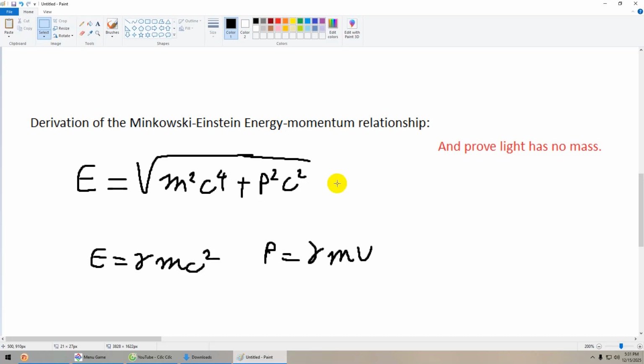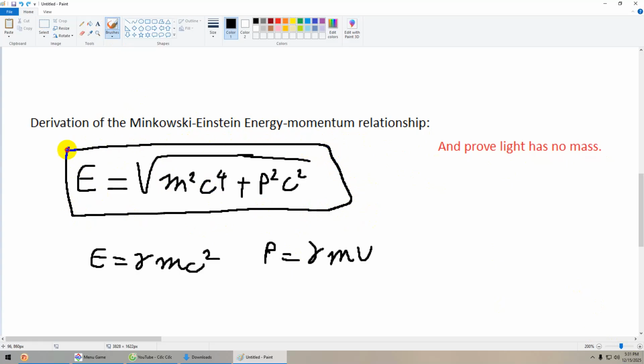My name is Dan, and today I will teach you how to derive the famous Minkowski-Einstein energy-momentum relationship. And in this video, we also prove that light has no mass. So this equation we see here is pretty fundamental because it has energy, mass, and momentum separate completely. It means for a photon, which has zero mass, we have the equation E equals pc.